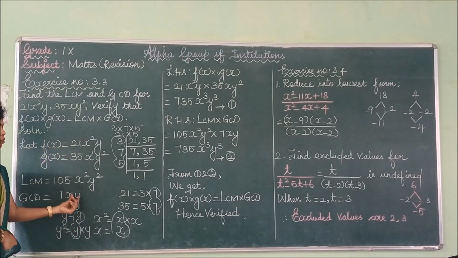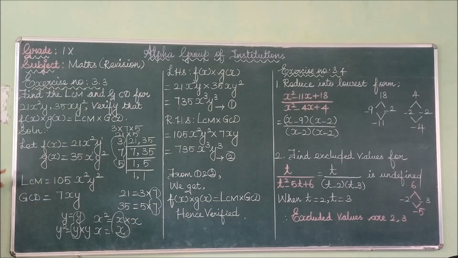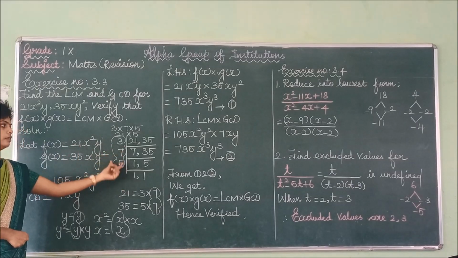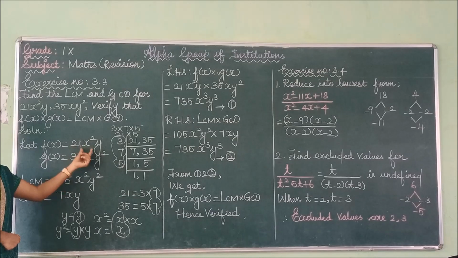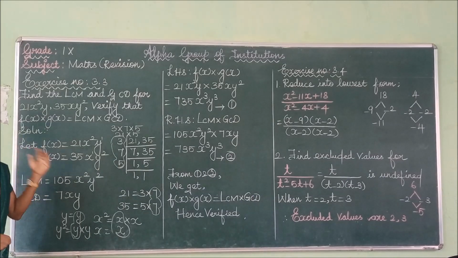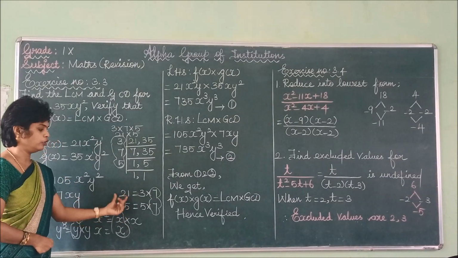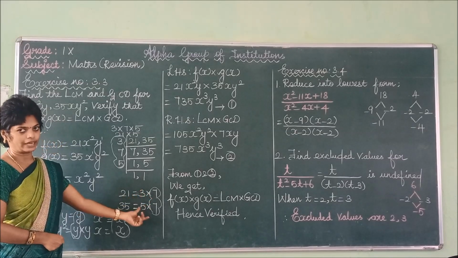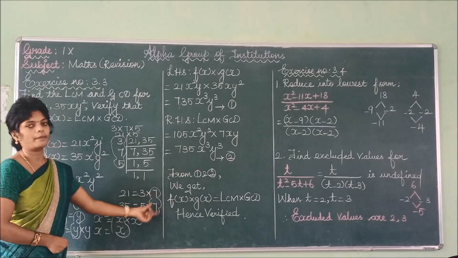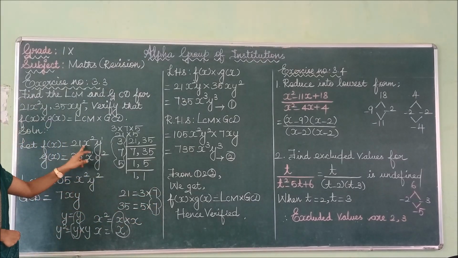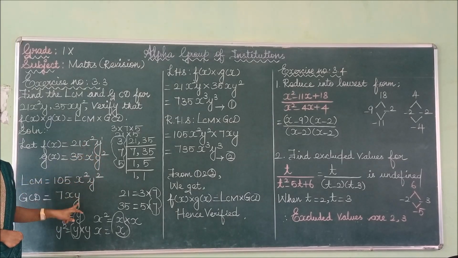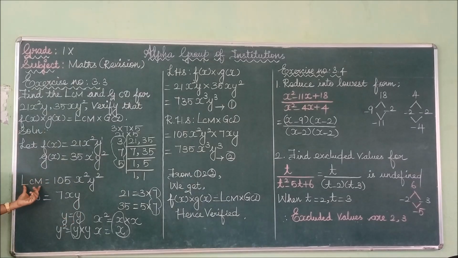So 7xy. Listen carefully. LCM means you have to take the numerical terms and find the LCM, multiply the factors and write the value. For variables, you have to choose the highest power of the variable. Then for GCD, you have to take only the common terms. 21 and 35 are the numerical terms, so you have to split and write them with the help of factors. So 21 means 3 into 7, 35 means 5 into 7. The only common term present here is 7. From these two terms, x squared and x, x is the only common term; y squared and y, only the y is the common term. Now we have found the LCM and GCD.